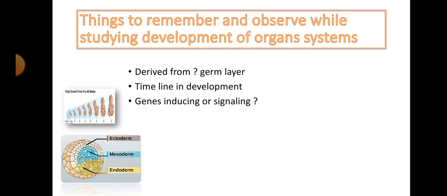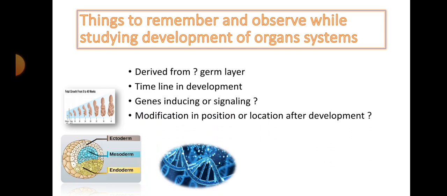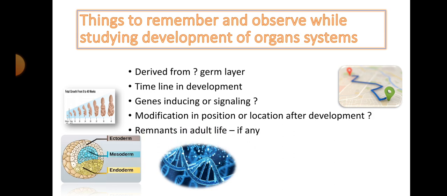The third one is the genetic factor, the genes that induce or signal the development, or the genes that can be mutated for the anomalies. We have to keep that in mind. The fourth one is the positional changes after formation, because most organs undergo some modification in position and location. The next one is the vestigial part or the remnants, the remaining structures which stay back in adult life without any function, that also has to be kept in mind.